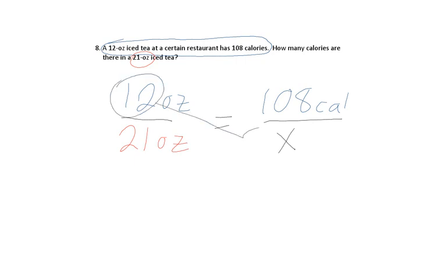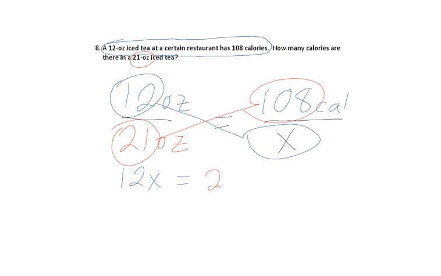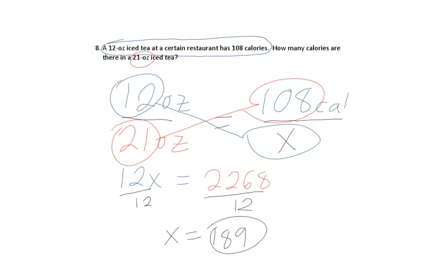So first of all, 12 multiplies x, so that's 12x. Then next, 21 multiplies 108. Hang on, I actually got to put that in the calculator. Let's see. It's a big number. 2,268. And when you're done, divide by 12. And after you do that, you should get 189 calories.